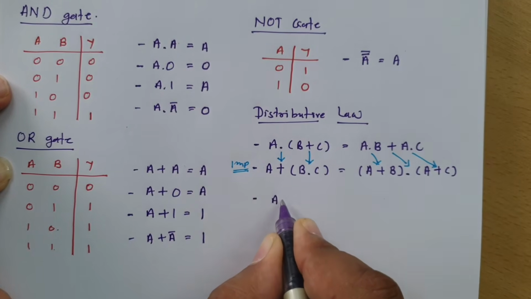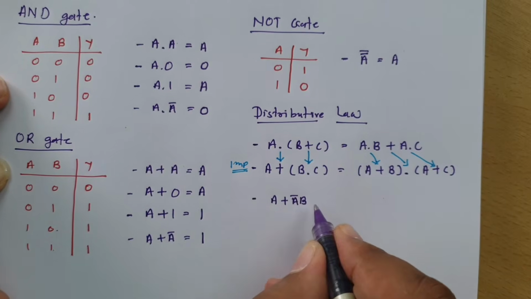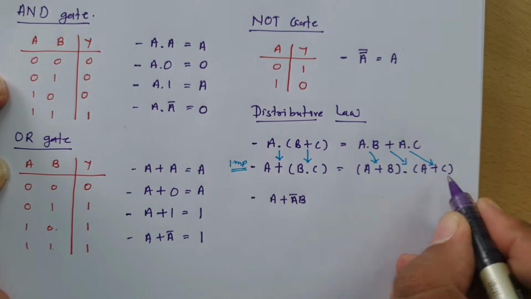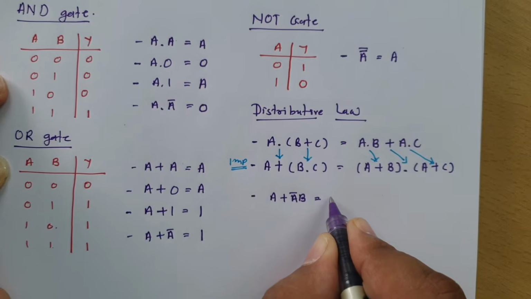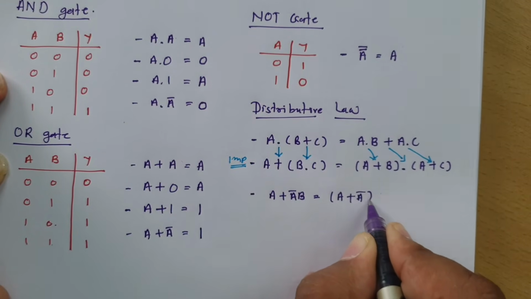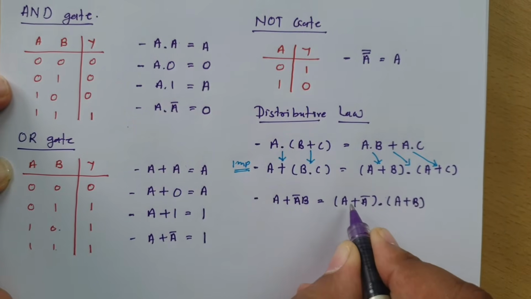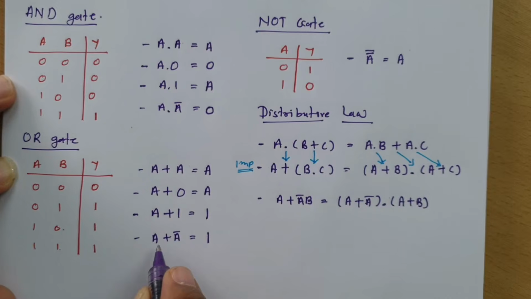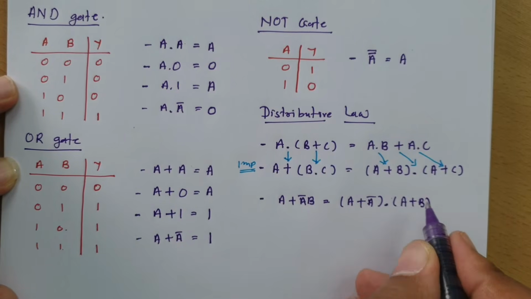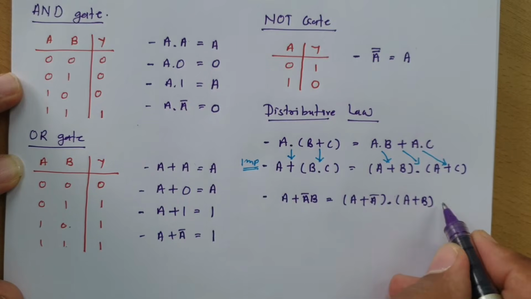Like see, if you have a plus a bar b, right? Then as per this second distributive law, we can say this is (a plus a bar) dot (a plus b). So a plus a bar is 1. So 1 dot (a plus b). So 1 dot a is a. So 1 dot (a plus b) is a plus b.